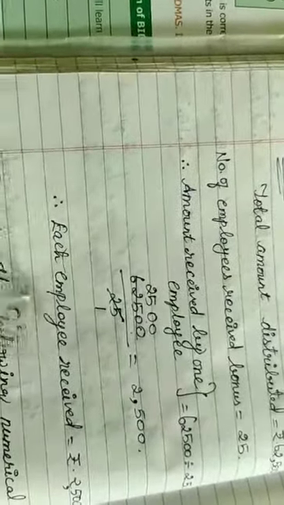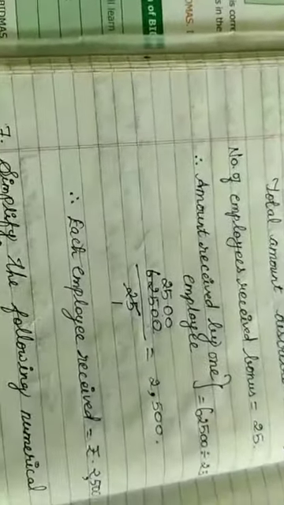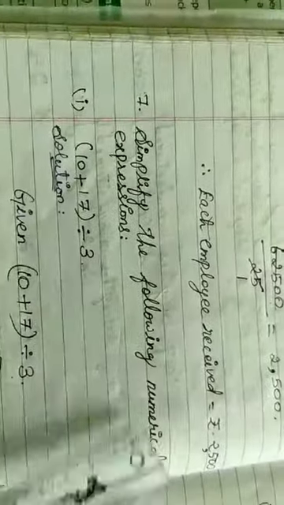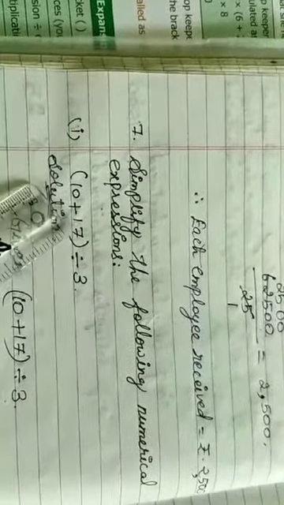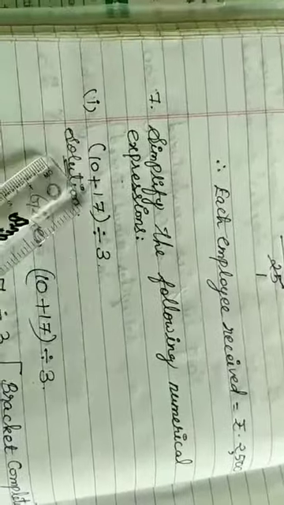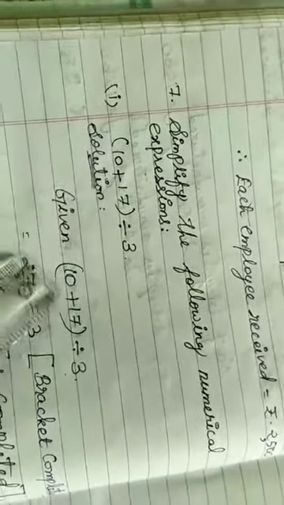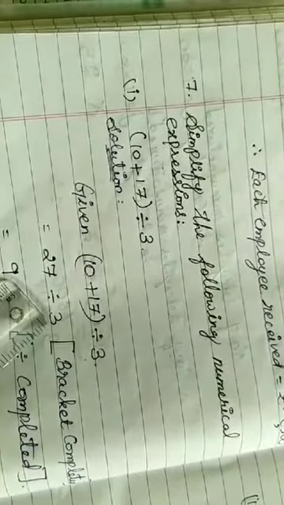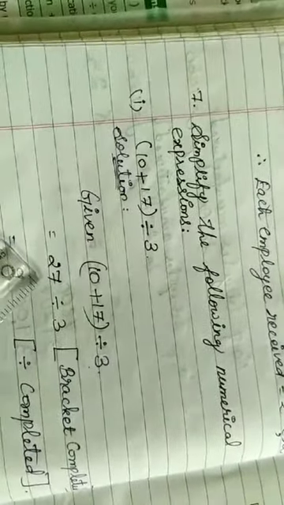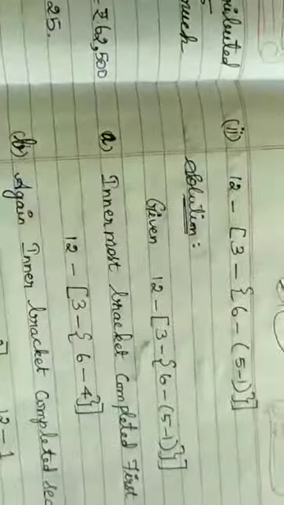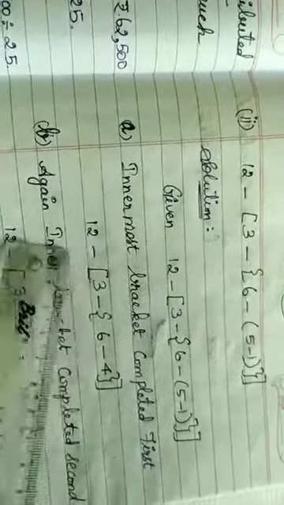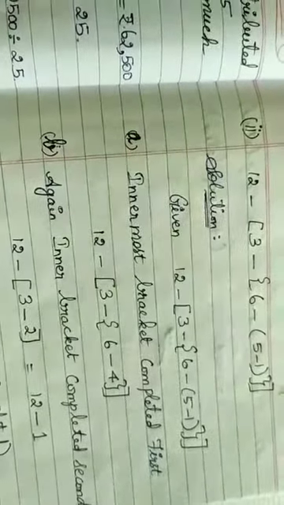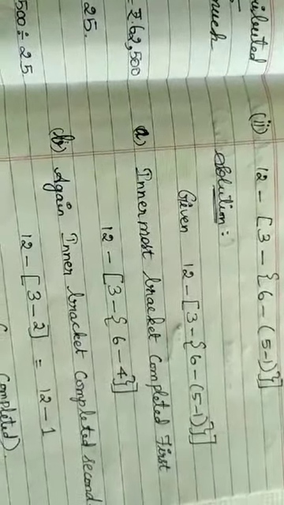See this in your classwork, refer to your classwork and simplify the following numeral expressions. 10 plus 17 divided by 3, very simple and easy. 10 plus 17 is 27 divided by 3. 9 times comes in the 3 table as 27. So the answer is 9. Go to the next one. This one also uses the same example sum method. Refer to your classwork. Let's go to the next exercise.